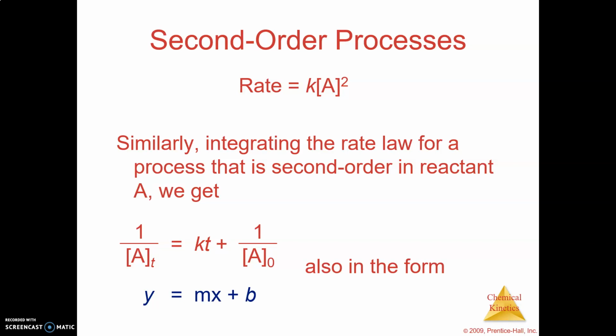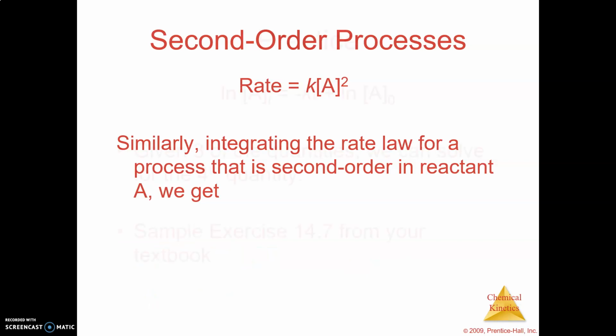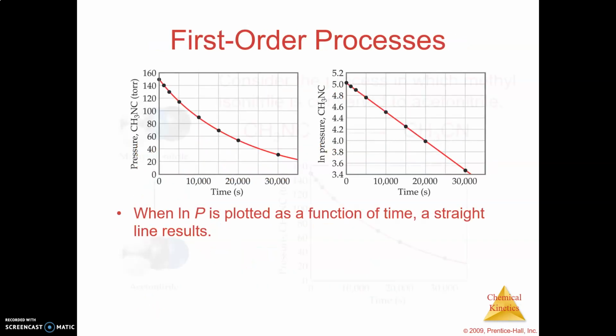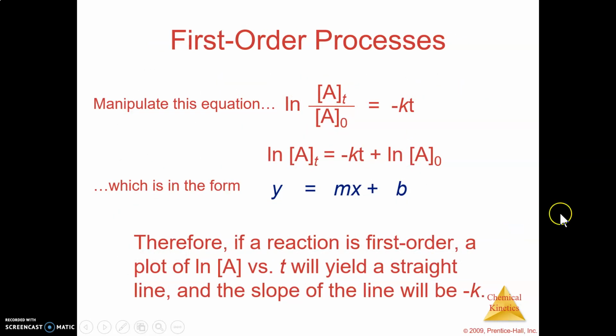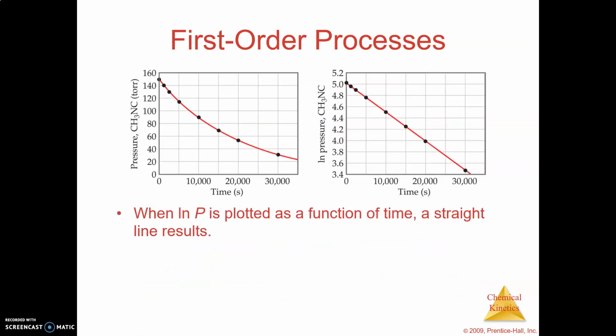Again, you see here this is in the form y equals mx plus b. This formula right here is on your periodic table. They give it to you, so you just need to know how and when to use it. Same thing for this formula here. It's on your periodic table. So again, don't memorize it. You just have to know how and when to use it.